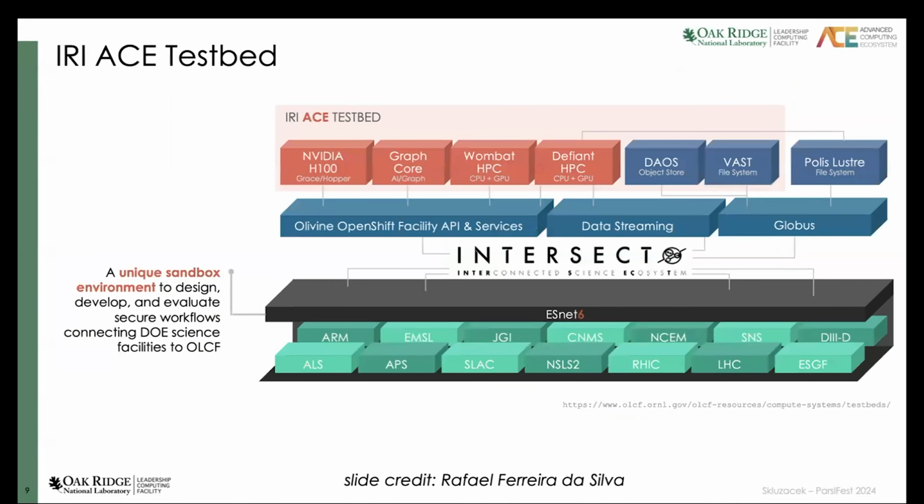Just to take a quick glance at our ACE testbed, this is our IRI vision: test things out across all sorts of different computers with different architectures. It's a big sandbox of Kubernetes and high-performance computing infrastructure that is meant to be interconnected to data streams and file transfers.